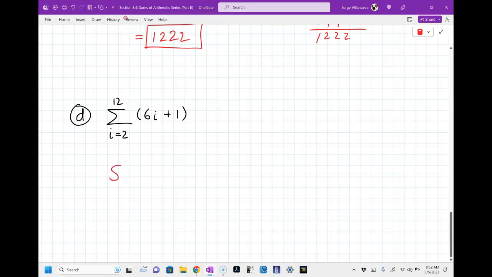But again, you're just looking at this, right? We're just looking at this information here. How many terms does this one have?